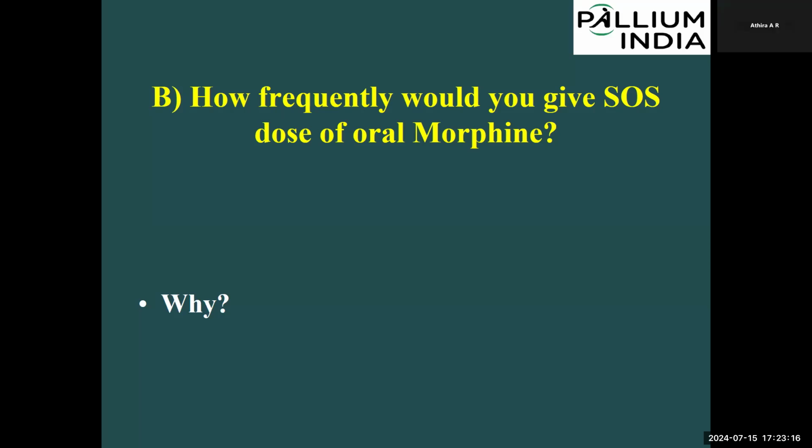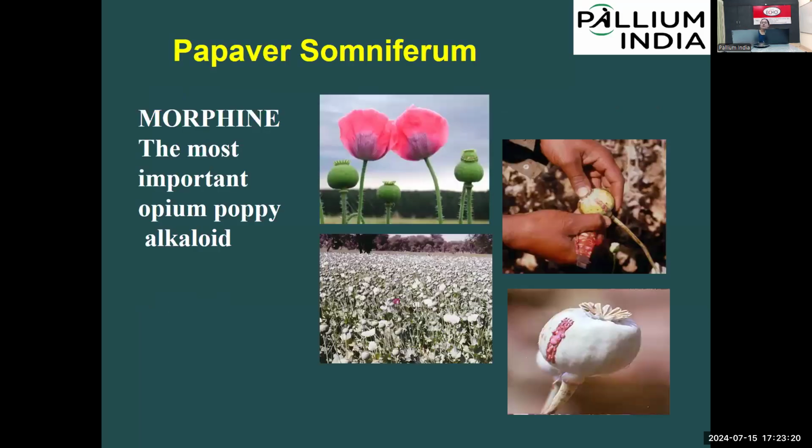So to understand this more, we need to know more about morphine. Morphine is a naturally occurring alkaloid. It is a naturally occurring opioid extracted from the pod of the seed of the poppy plant called Papaver somniferum. Papaver is the Greek word for poppy, and somniferum in Latin means sleep inducing.